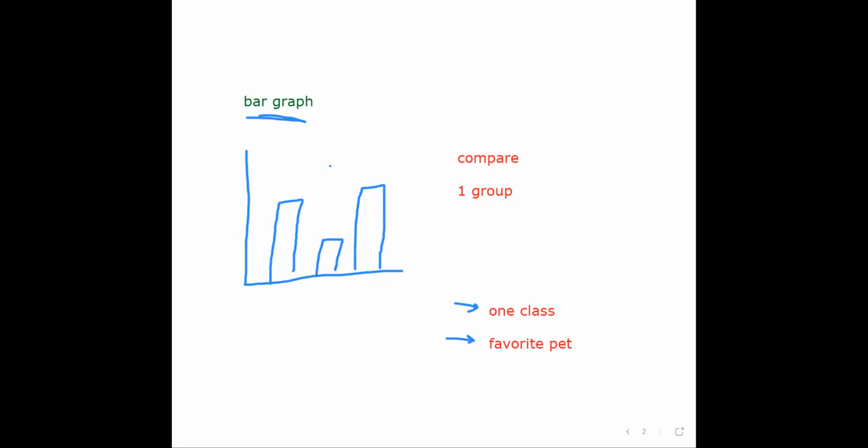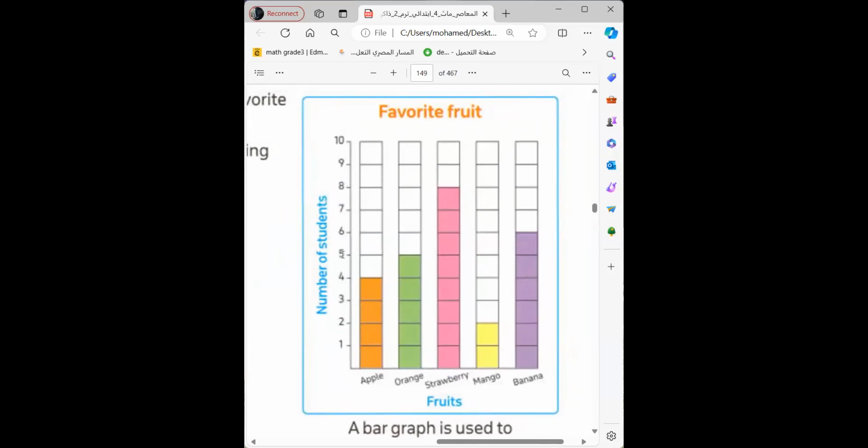Miss Alia, can you show us an example of a bar graph? Yeah, it's easy. You can check here in this picture how the bar graph looks. I went to my class and asked them, what is your favorite fruit? Some chose apple, orange, strawberry, mango, and banana. How many students chose apple? 4. Which fruit is the most? Amazing. Strawberry. 8 students chose strawberry. Which one is the least? Yeah, mango.